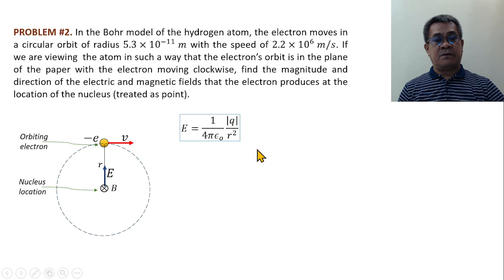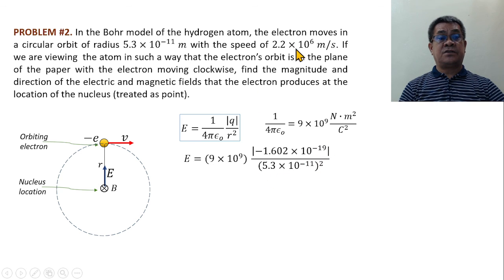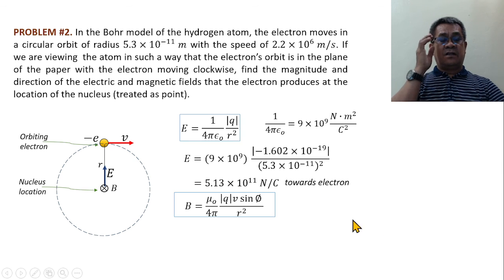The formula says 1/4 pi permittivity. So substitute the values. Since we have this constant, you can replace the 1/4 pi permittivity. The charge is negative, but since we want the magnitude, you can take the absolute value, so 1.602 times 10 raised to negative 19, the charge of the electron, divided by the distance r, squared. Then simplify, and the answer is 5.13 times 10 raised to 11 Newton per coulomb. This is the answer to the magnitude of the electric field. Then the direction is towards the electron, so upward direction.